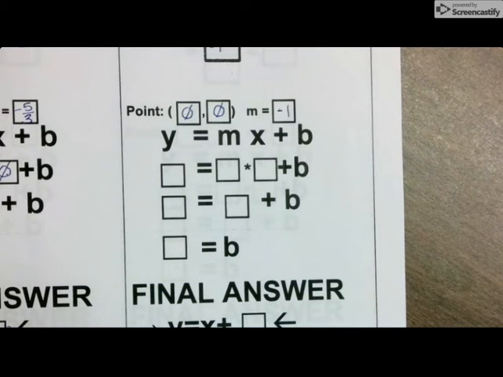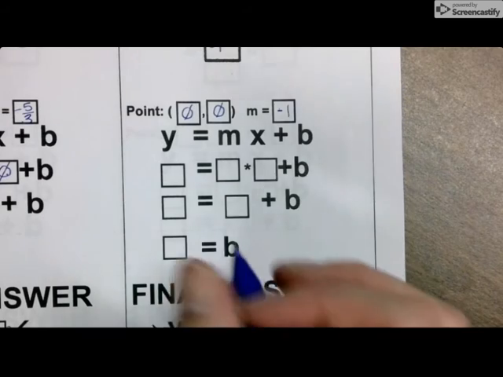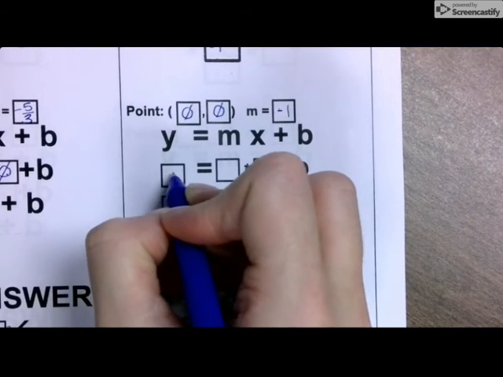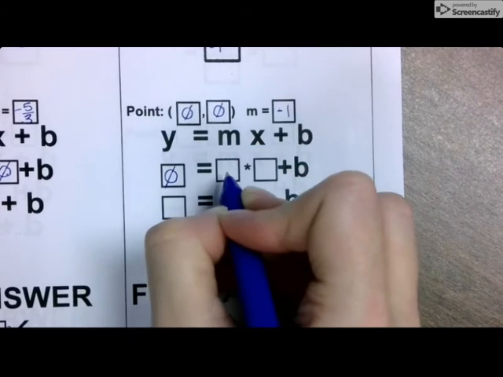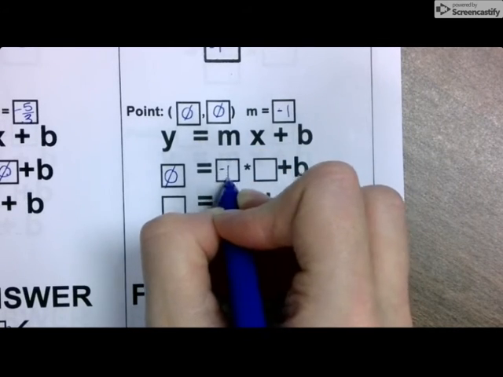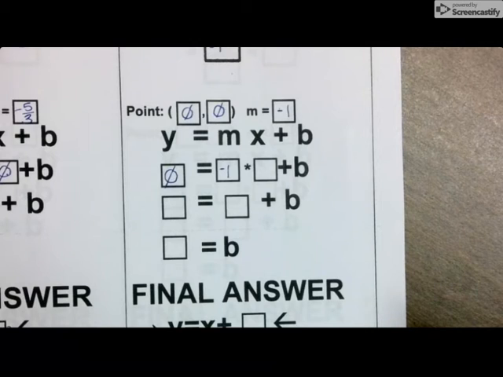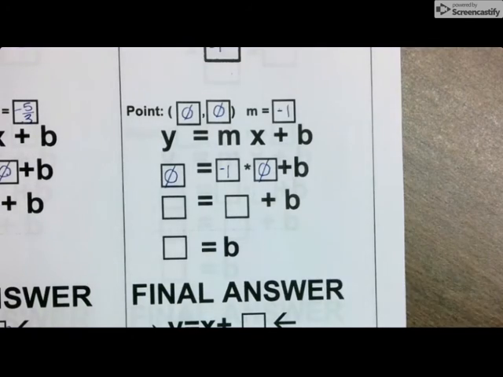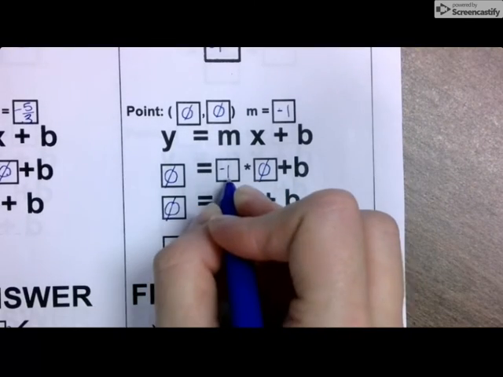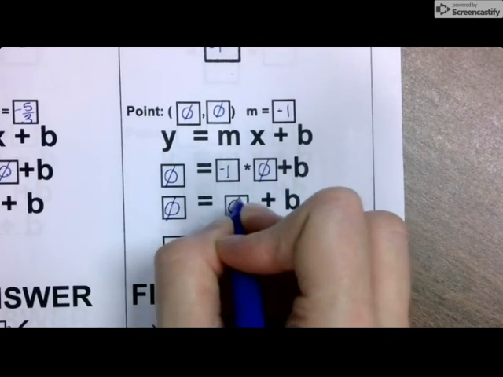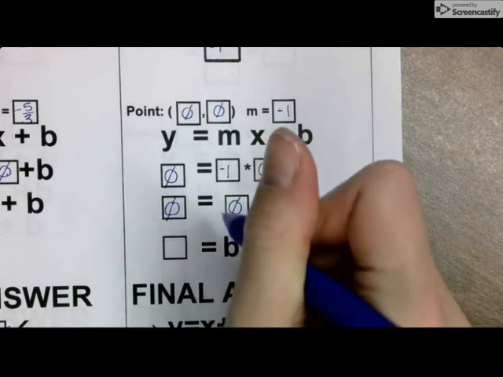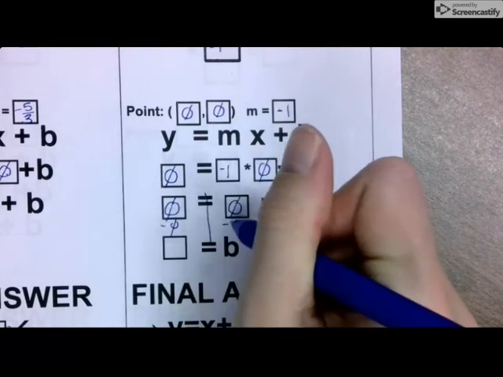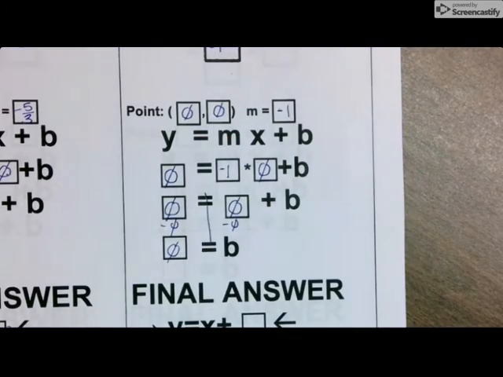In place of y, I'm going to put 0. In place of m, I'm going to put -1. In place of x, I'm going to put 0. 0 brings down. This is -1 times 0, which is 0. Just like the last one, if you're the person that needs to subtract 0 on both sides, that's perfectly fine. If you knew that the b would be 0, that's awesome as well.